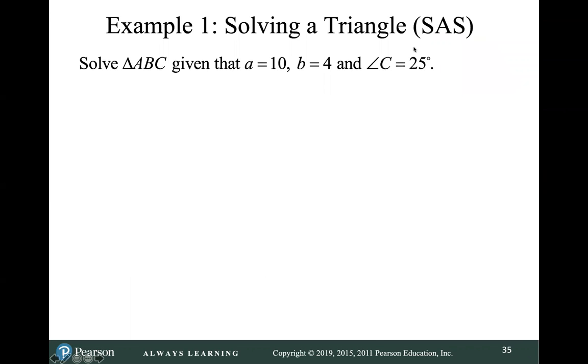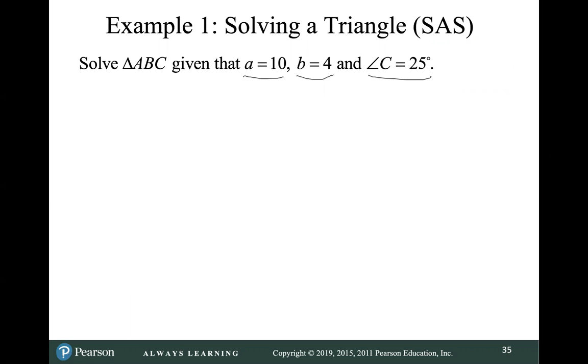Okay, let's apply this. So we have triangle ABC. We have A equals 10, B equals 4, and angle C equals 25 degrees. Now, you might ask yourself, why don't we use law of sines for this? Notice we don't have any pair of angle and side that correspond to the same variable, right? I have side A, side B, and angle C. That's your hint that you have to use law of cosines.